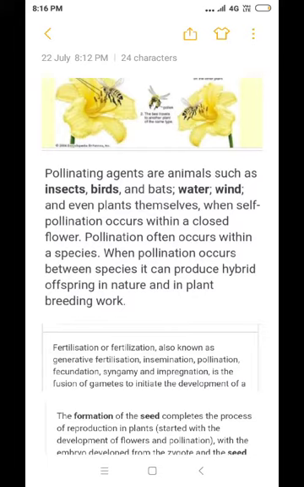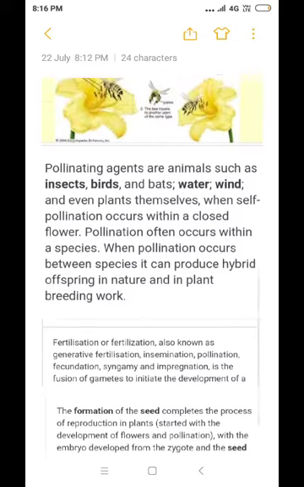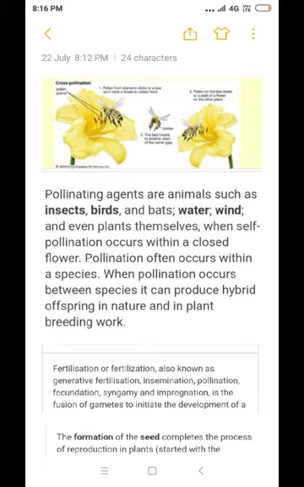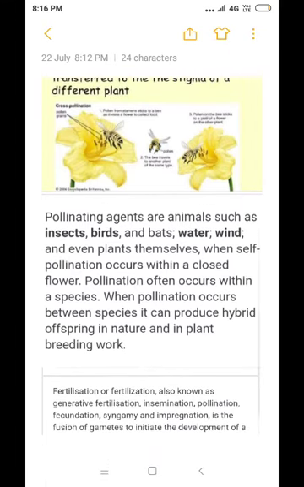Now I will tell you some examples. By insects, the flowers are dahlia, rose, and sunflower. By wind, there are wheat, maize, palm, and grasses. By water, there are vallisneria and hydrilla. So, these are the agents of pollination.